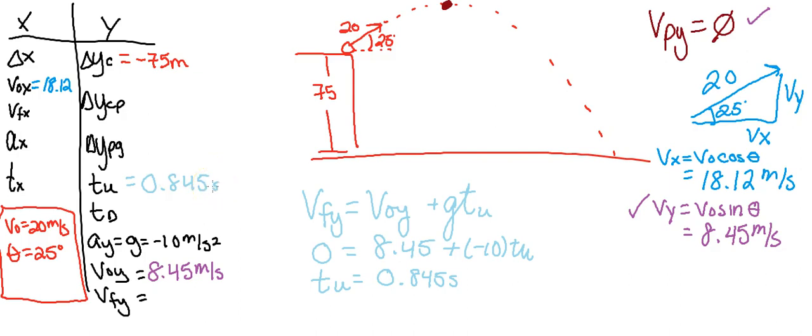Now because this projectile goes up and then falls below the original starting height, the time down is not going to be equal to time up. So when we get there, we're going to have to actually solve for it. So that time up is 0.845.